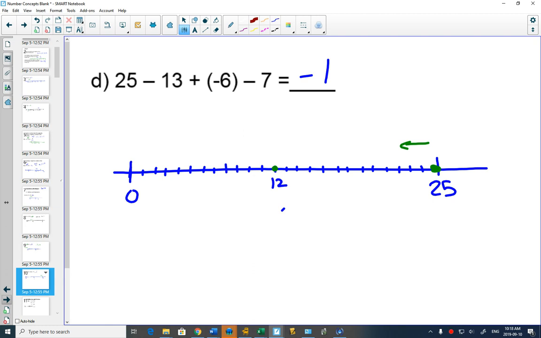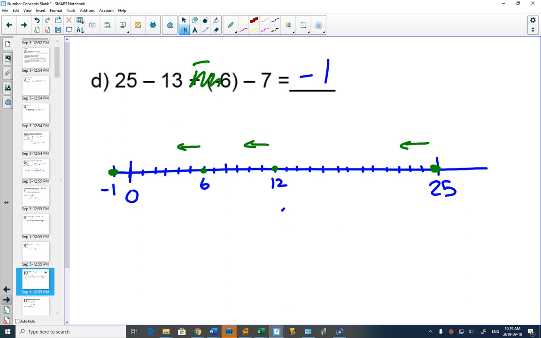Now we have 12 plus a negative 6. Adding normally would go this way, but the subtraction goes opposite. So we're going to go this way again. And maybe you even scribble that out and just put a subtract sign there, because you know that's the direction you're going to go. Now we're going to go back 6 again. And now we're at 6. And now we would have 6 minus 7. 7 goes back again. I have to add another tick mark. Final answer is at minus 1.